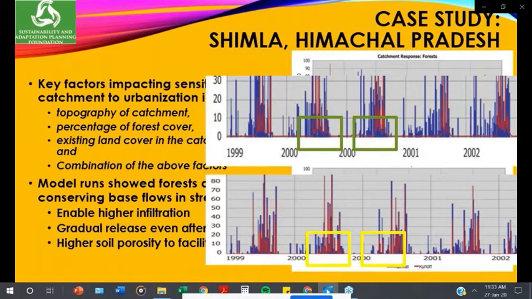Similarly, if we look at base flow, the forested catchment in this green box shows a lot of base flow generation, whereas in the urban catchment in this yellow box below, you can see that there's hardly any base flow. And base flow is very important for countries like India, where most of the rainfall happens within 3 or 4 months, and you have a lot of rivers running dry during the summers.